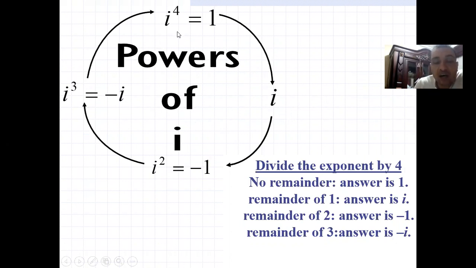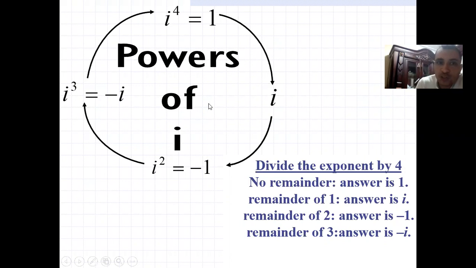So i power 5 will be like i, i power 6 will be like i squared, i power 7 will be like i power 3, and i power 8 will be like i power 4, and so on. Or if you have a number greater than 4 in the power, like i power 31 or i power 102, any number, we will divide the exponent by the number 4. And we have 4 cases.